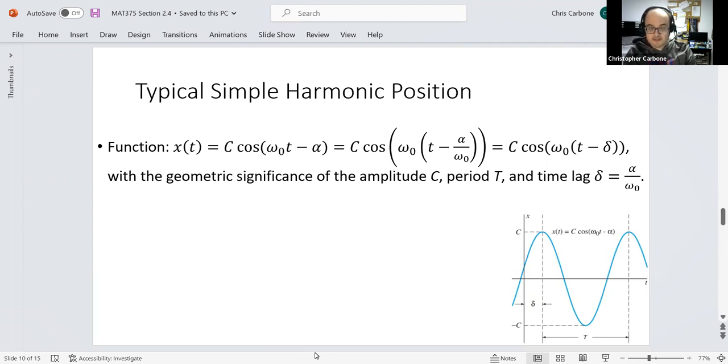So we could see that going on in our picture here to show our amplitude of c, to where the highest and lowest points are on this graph. That time lag delta will show again the lag involved with that portion as well.